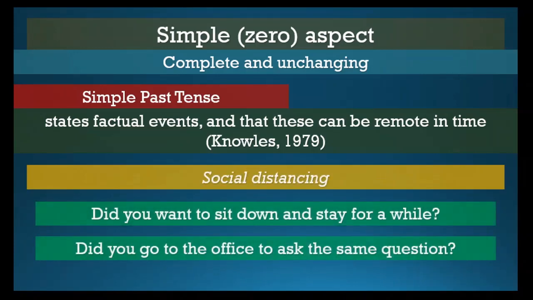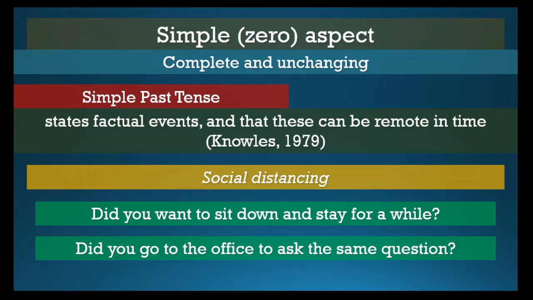Now, this is the last meaning or use of the simple past tense. Here, we can see that the speaker uses the simple past in order to put distance between him or her and the receiver of the utterance. Sounding formal or polite might be the motivation for saying, did you want to sit down and stay for a while, or did you go to the office to ask the same question? Again, the speaker here is trying to be polite or remote by using simple past tense form of the different action words.